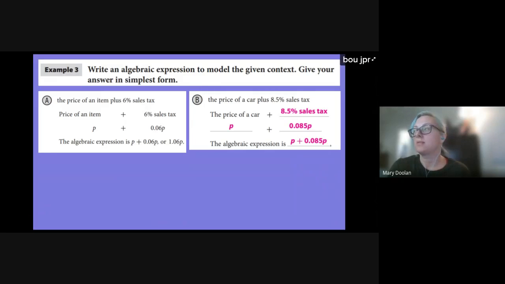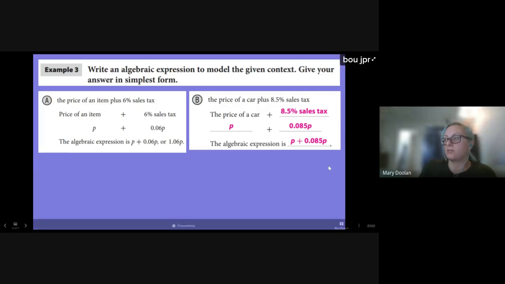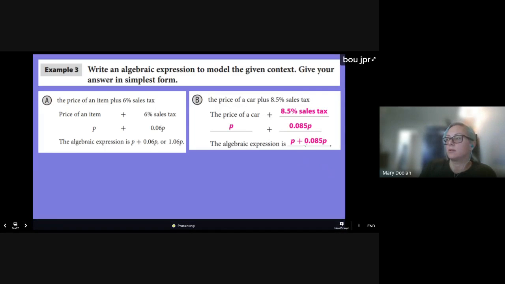0.085 P. So the way you would read that decimal is 85 thousandths, and that's how you convert 8 5/10% into a decimal that you can do calculations with. So you're essentially thinking of it as per 100. So if you think of it as a fraction, 8.5 divided by 100, or dividing by 100, means you move your decimal point 2 times to the left. All right, so then they're taking this and adding it together.